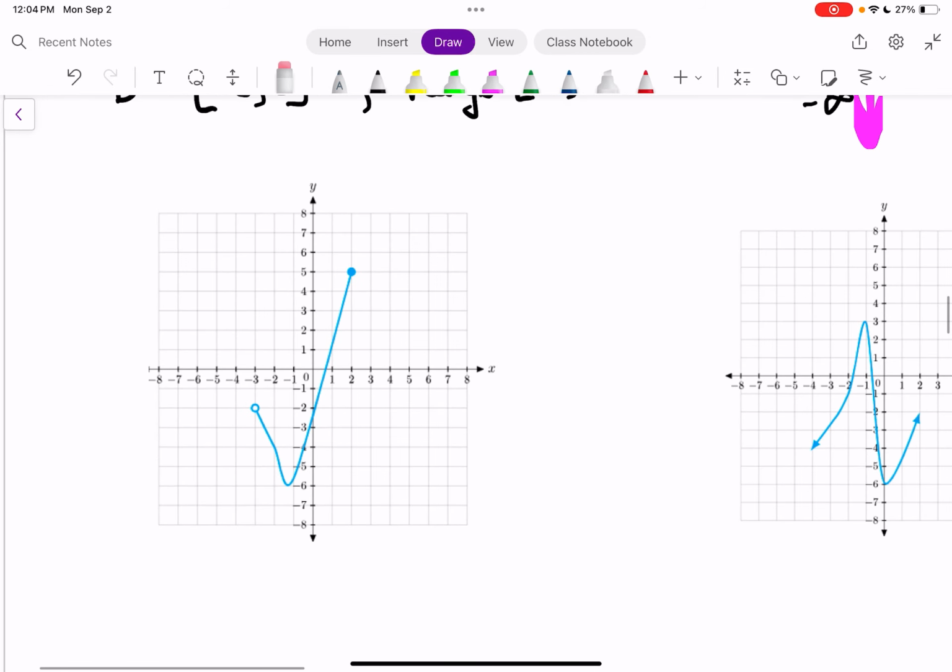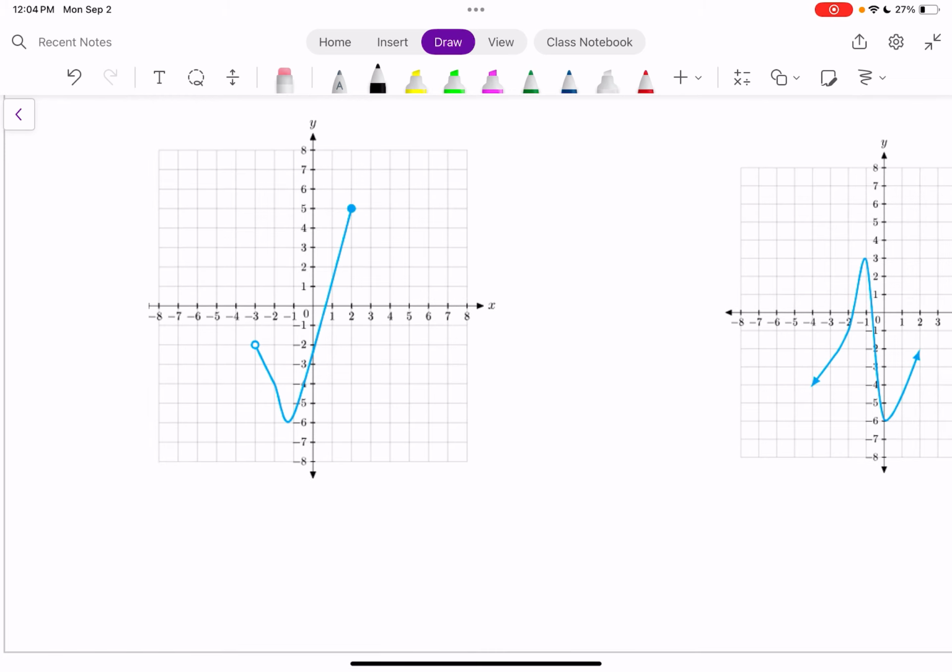Now, this graph right here stops with 2 choices, a bubbled in point and a bubbled out point. So that means this point here is not included and this point here is. So when I'm looking for the domain, it is going to be -3 not included because that point wasn't bubbled in, up to 2 included, so I put a bracket.